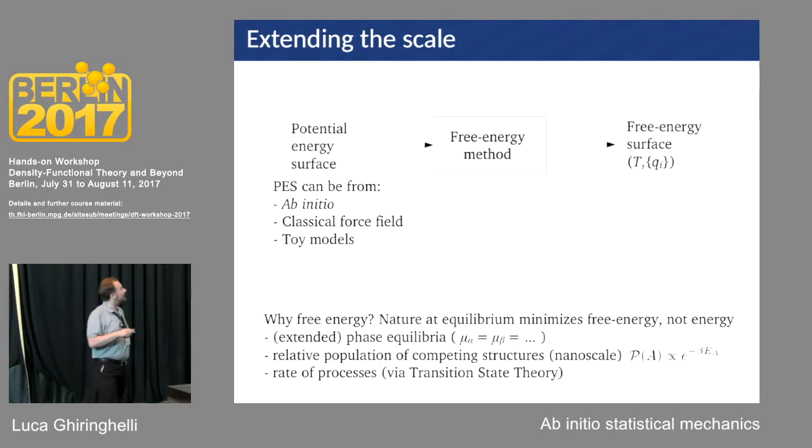Okay, this I've already said. So nature minimizes free energy at equilibrium, and this is important in order to understand phase diagrams. At equilibrium, each phase has the same chemical potential. So by equating chemical potentials, whenever we can calculate the chemical potential of all the species, then we find the phase equilibria. Sorry, of the phases.